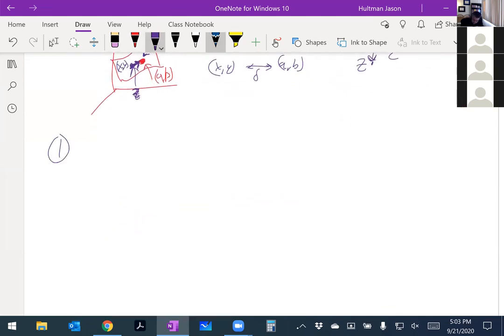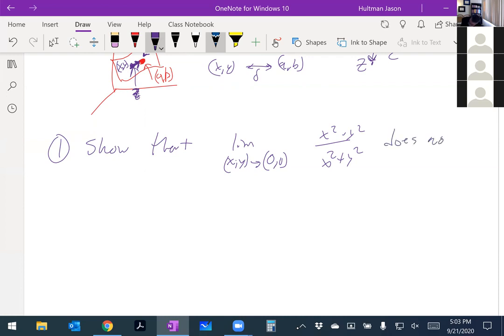So let's do an example to make this a little clearer. Show that the limit as xy approaches 0, 0 of x squared minus y squared over x squared plus y squared does not exist. Why does this not exist?